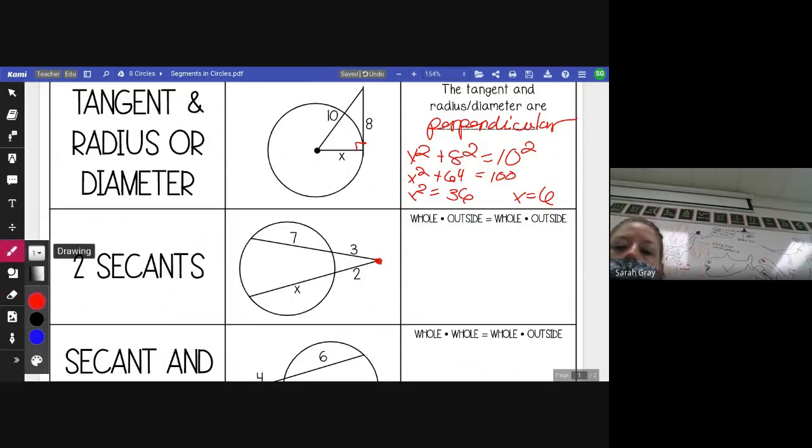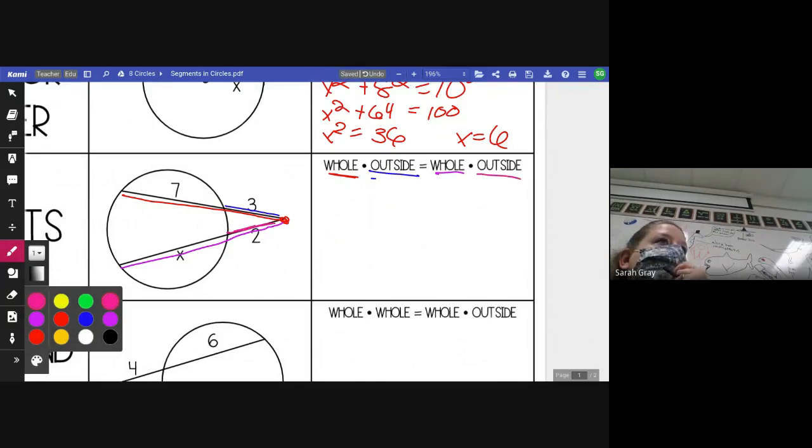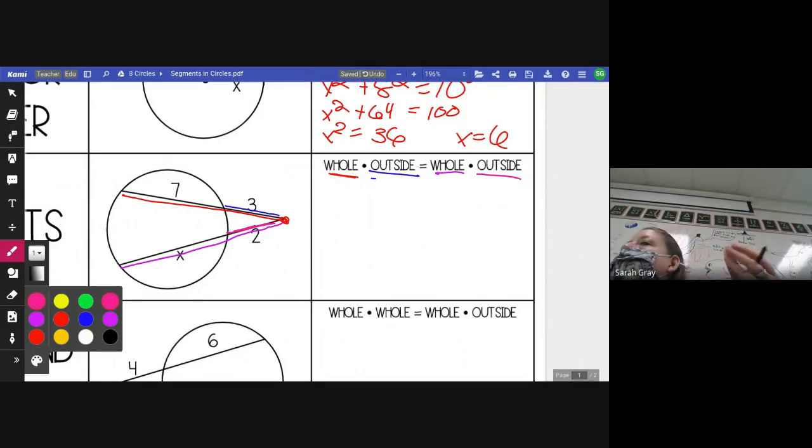All right, so what they mean there, so whole of one secant would be that whole part. And then outside of that same secant. And then the same thing happens on the other side. Whole times outside. So each half of the equation is one separate line.